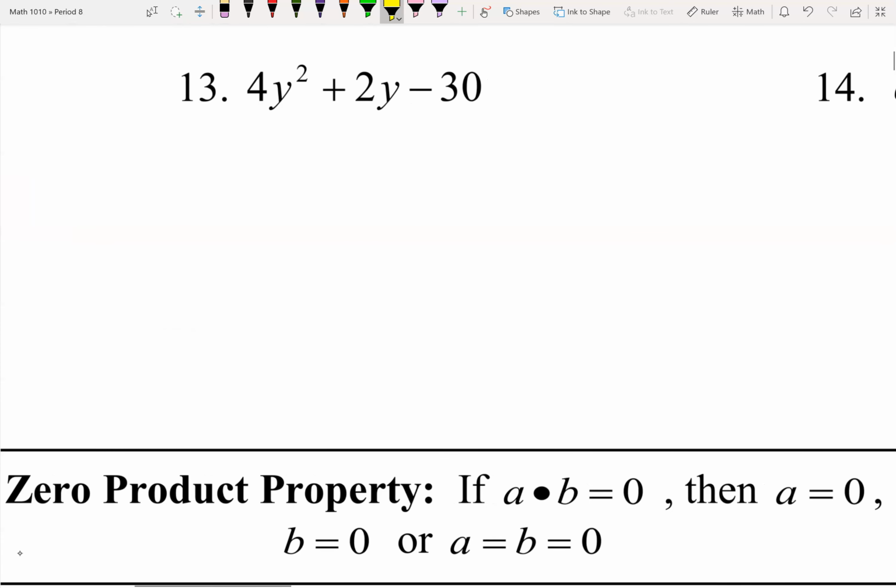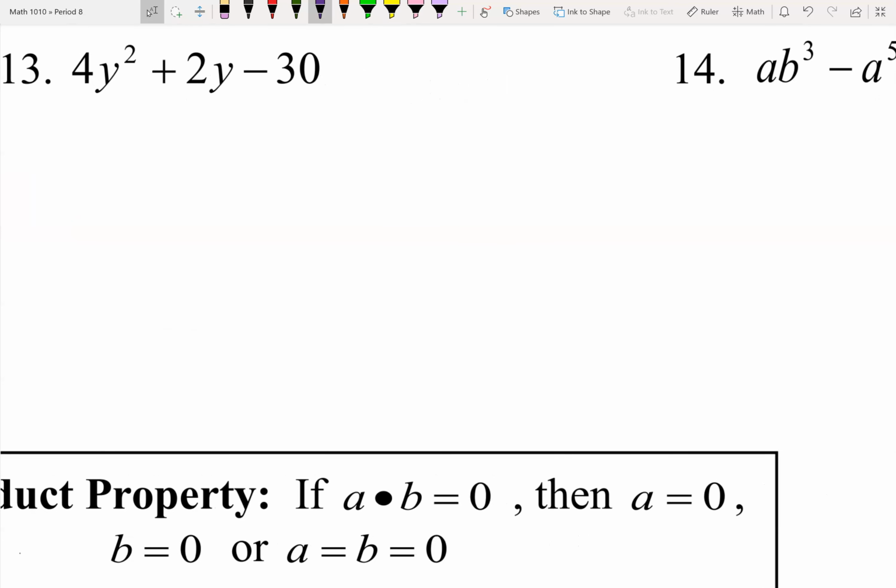Okay, awesome. Okay, 13. Every person in the room, tell me what to do right now. Take out a 2. How about a y? No, why not? 30 does not have a y. 4 divided by 2 is 2y squared, plus 2 divided by 2 is 1y, minus 30 divided by 2 is 15. It's not going to be the difference of squares or the sum or difference of cubes because I have 3 terms and those are 2-term rules. Who says I understand that?